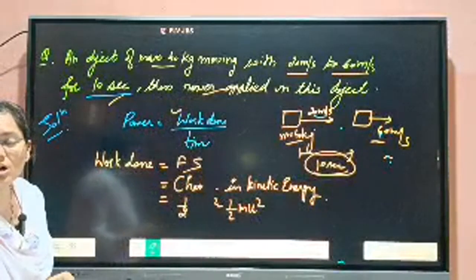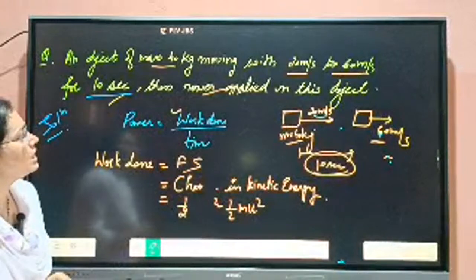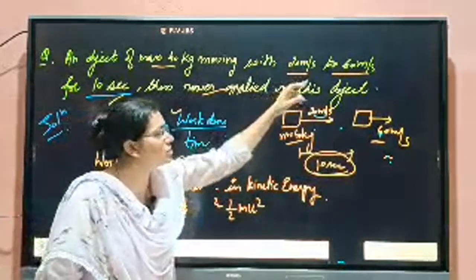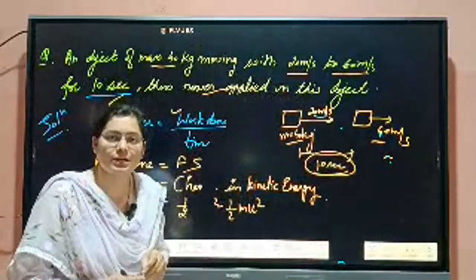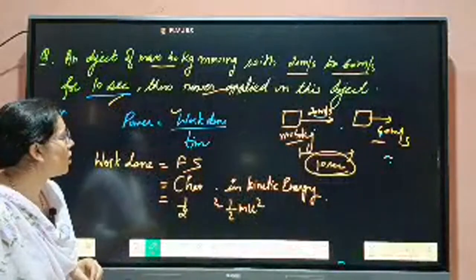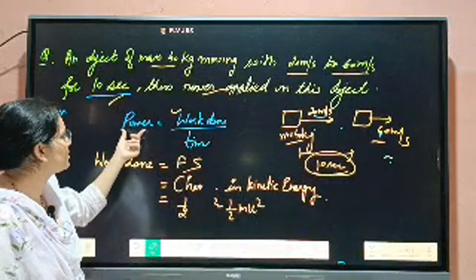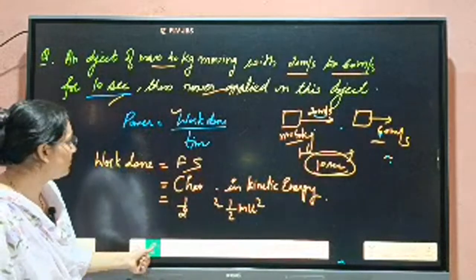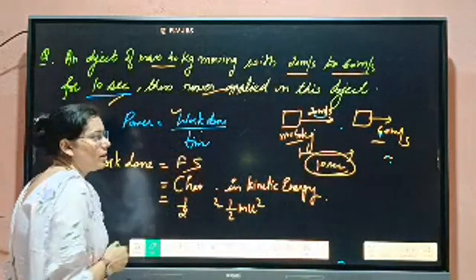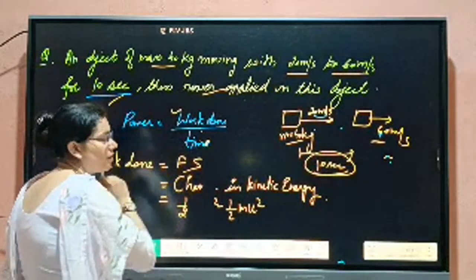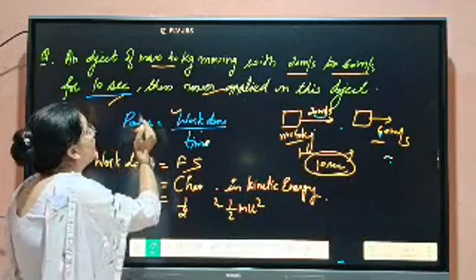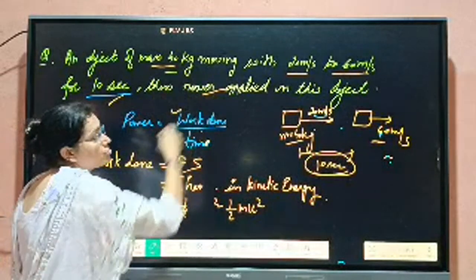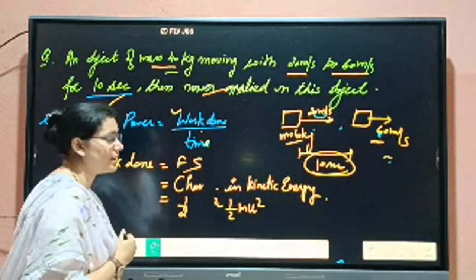We have to find how much power is applied on the object by which it is moving from the velocity 20 meter per second to 60 meter per second. So how much power is conserved in this case? Power is work done per unit time. What is given in the question: the mass is this much, and the velocity varies from 20 to 60.